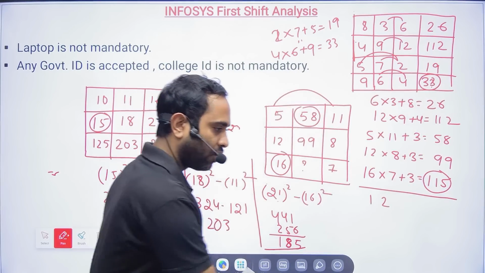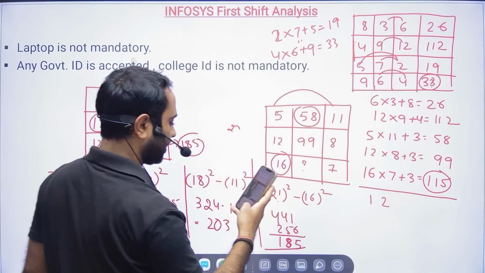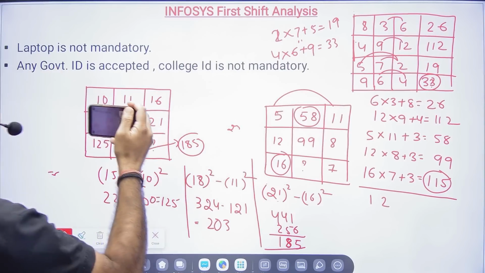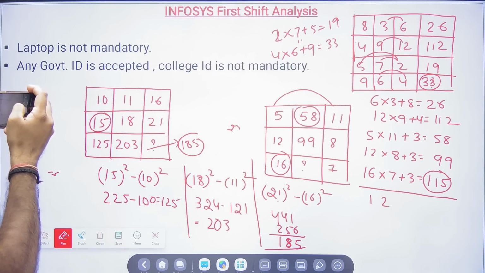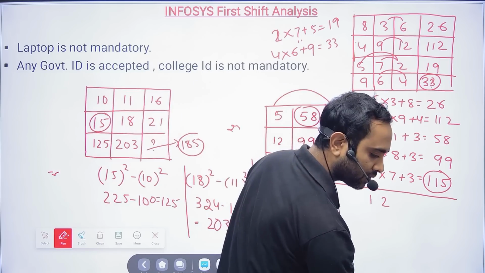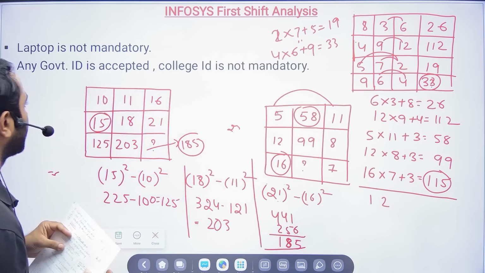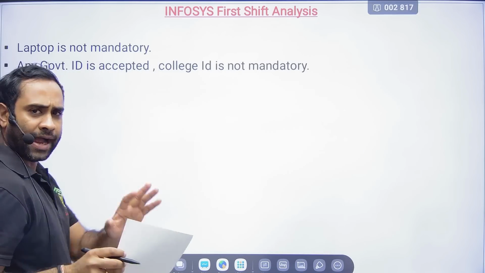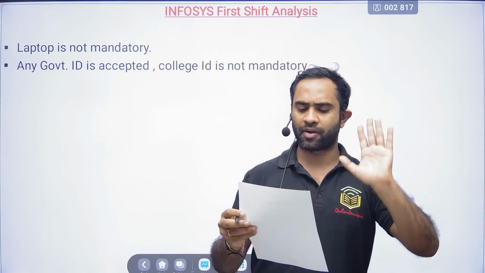Now there is a WhatsApp group for the Infosys exam. I will send these solutions to them so that they will be able to know the logic for this question. Okay, now I will tell you the other information which you are looking for.